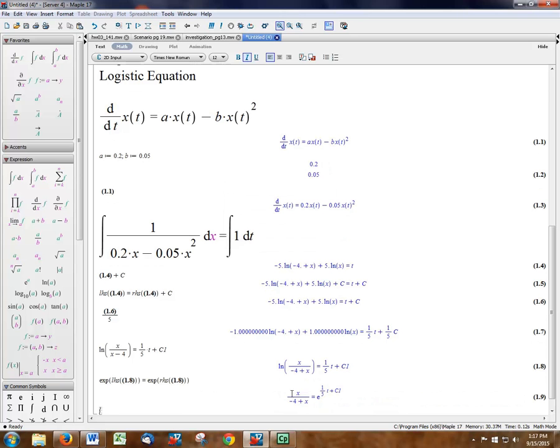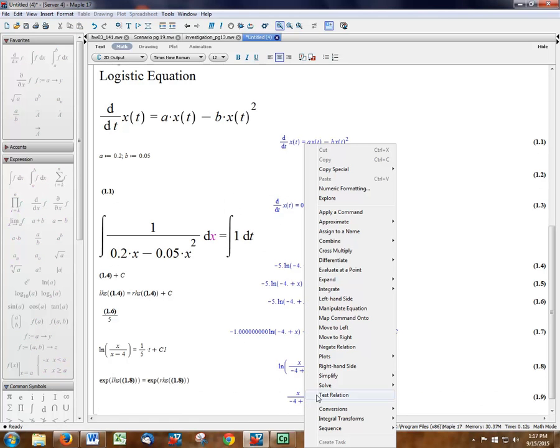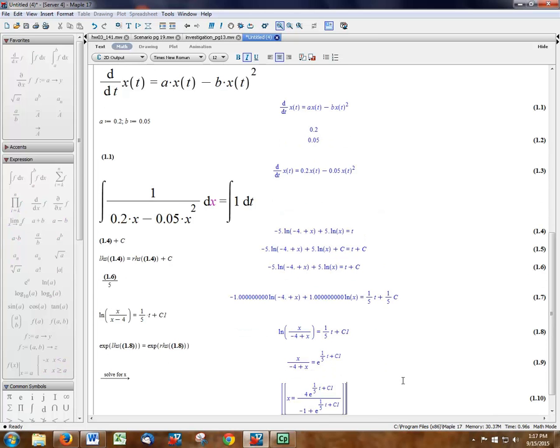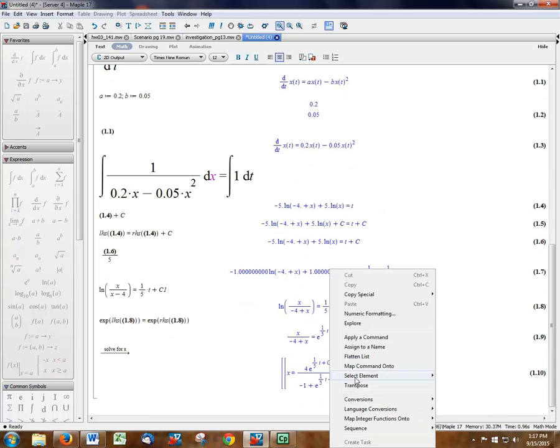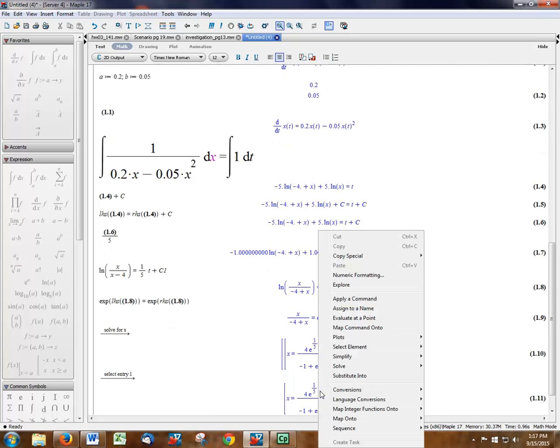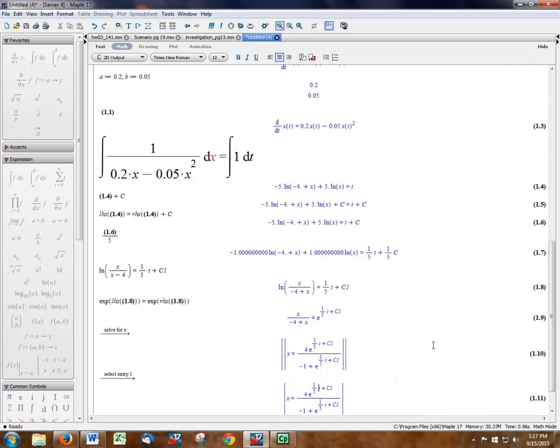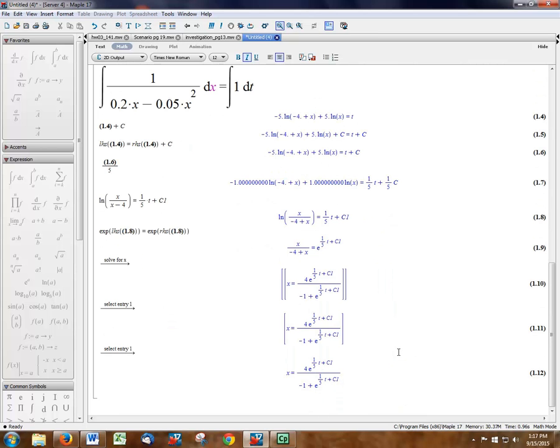And now we can solve for x. I'm going to have Maple solve for x for me. So let's solve for x. There it is. Let's extract that out. So select item 1 twice. And now we've solved for x.